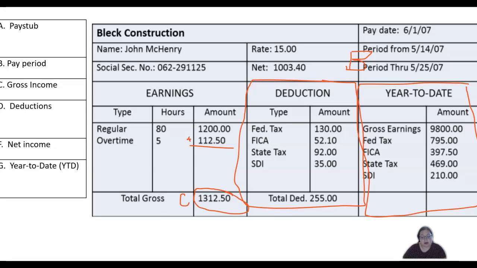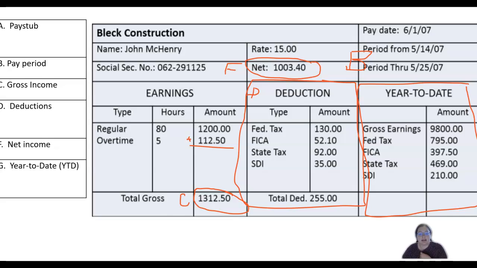Unless you elect into it. Our employers do pay workers' comp for us, but our employers have to pay that, not us. Okay, the next thing is our income. So deductions was D, and then our net income is F. On this one right here, your net income is at the top.